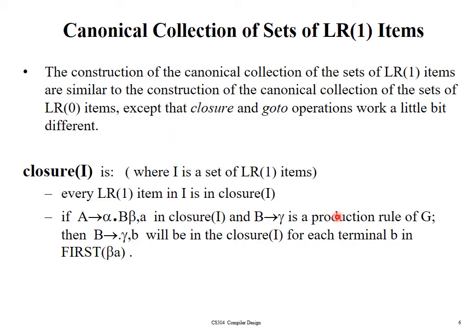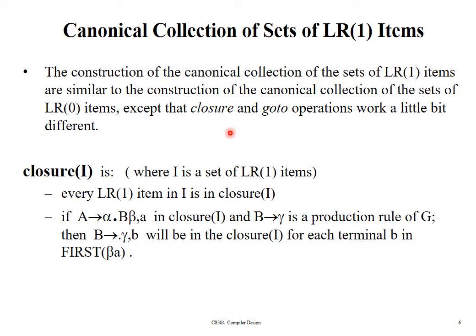In the case of the CLR parser, the canonical collection of items is actually a collection of LR1 items, instead of LR0 as in the case of the SLR parser. Here, in the case of the canonical LR parser, we have to construct a set of LR1 items. One stands for one look ahead symbol, so one look ahead symbol is to be added. In the construction of LR1 items also we follow the closure and goto operations. Here the closure is defined such that every LR1 item in I is in closure of I, similar to what we have done in the SLR parser.